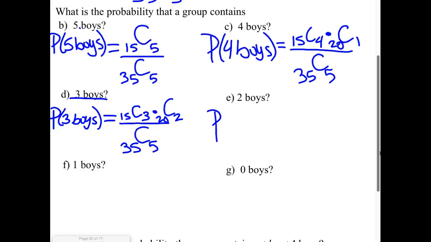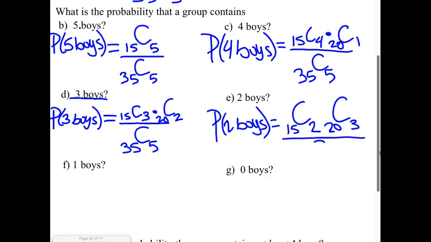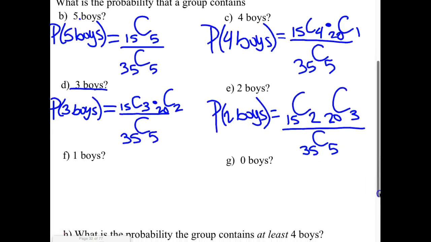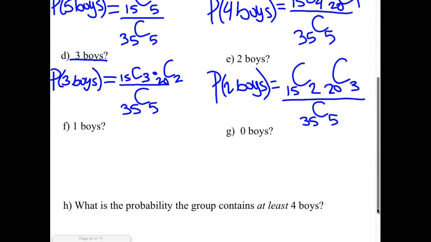Next one, we're going to do 2 boys. So I have 15, pick 2. That means now I need to have 3 girls. We have our total. Right now we're seeing that we're getting fewer and fewer boys in our groups, and more girls.